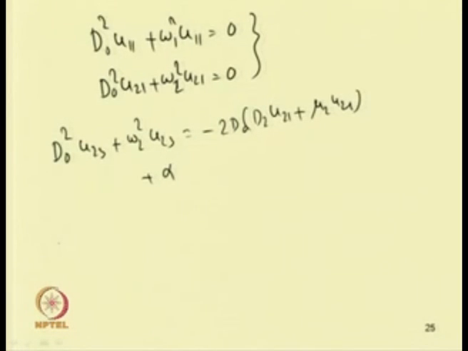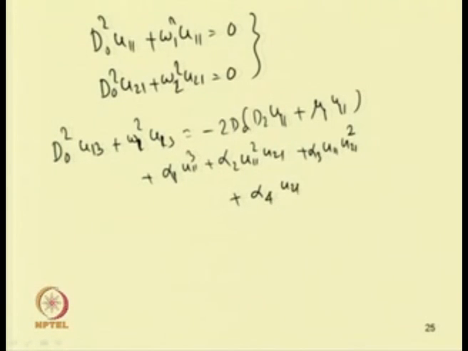So, now at order epsilon cube, first let us write the first equation: d 0 square u 1 3 plus omega 1 square u 1 3 equal to minus 2 d 0 d 2 u 1 1 plus mu 1 u 1 1 plus alpha 1 u 1 1 cube plus alpha 2 u 1 1 square u 2 1 plus alpha 3 u 1 1 u 2 1 square plus alpha 4 u 2 1 cube.